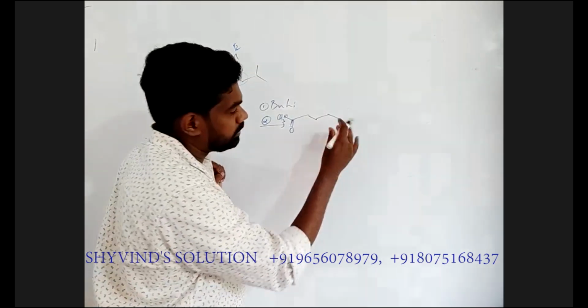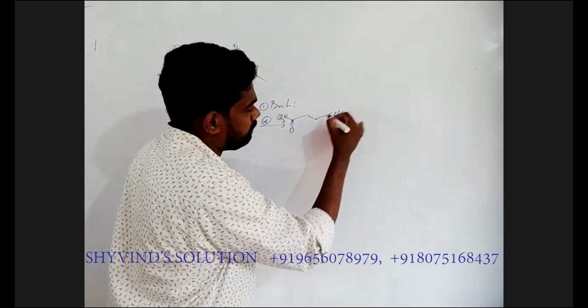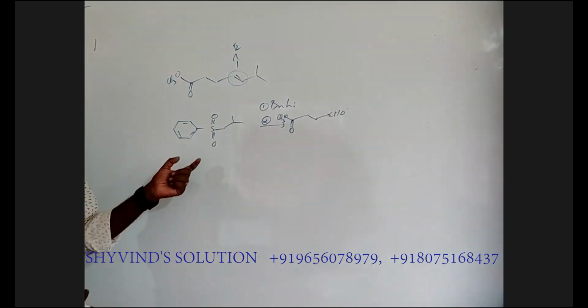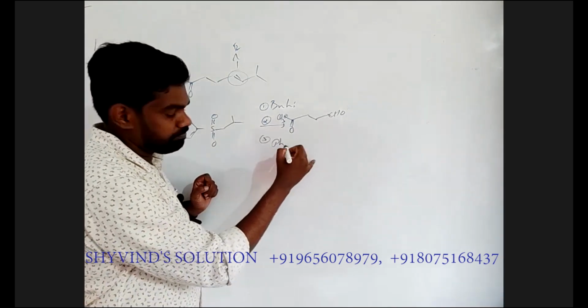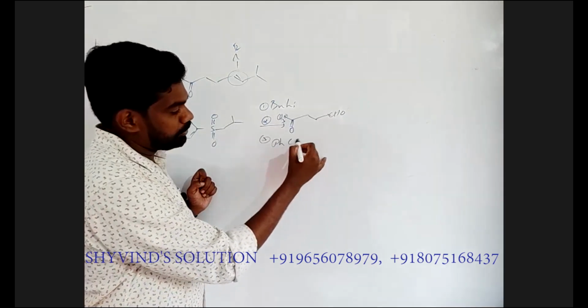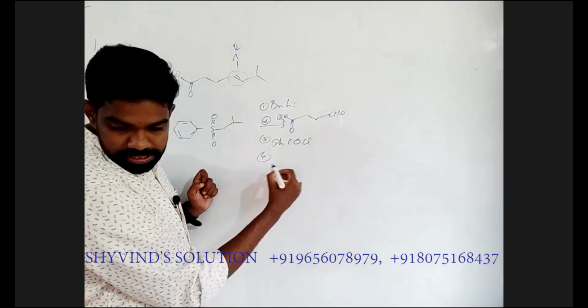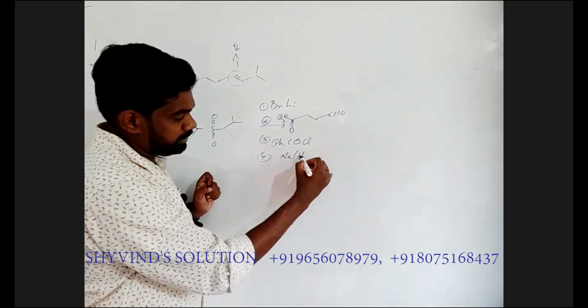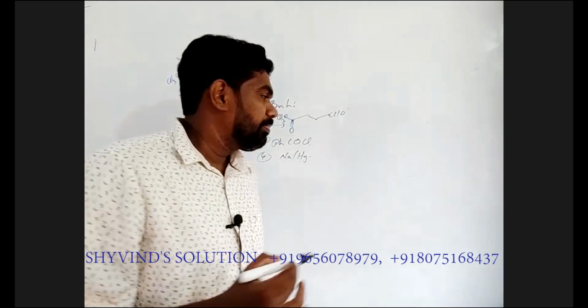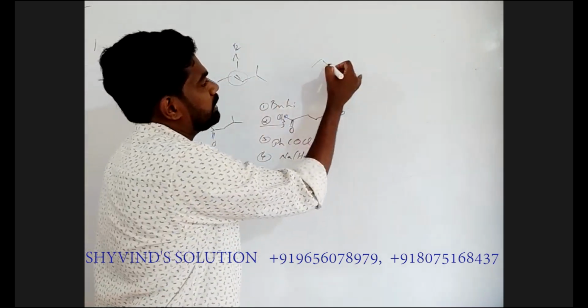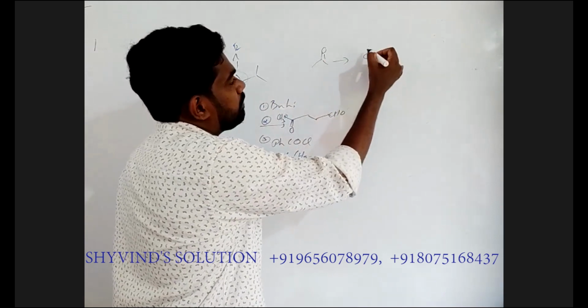Next, CHO, this is given. So this also will give you the same product. This reaction is known as third one, PhCOCl, fourth reagent Na-Hg. This reaction is known as Julia reaction. Okay, this also gives the reaction which converts C double bond O to C double bond C.